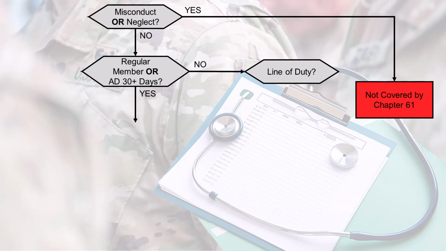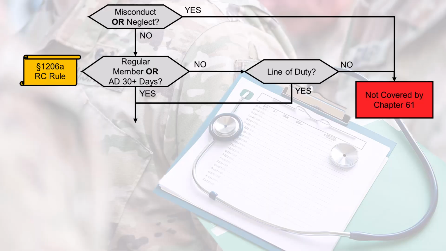If you are a reserve component service member on active duty for 30 days or less, the question that's going to come up is, was the injury or illness in question sustained while in the line of duty? There are lots of rules about how that gets determined, but for now, the important thing is that if the injury or illness was not in the line of duty, Chapter 61 doesn't apply. And if it was in the line of duty, then you just follow the same logic flow as a regular Army guy.